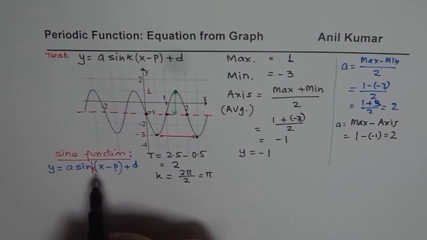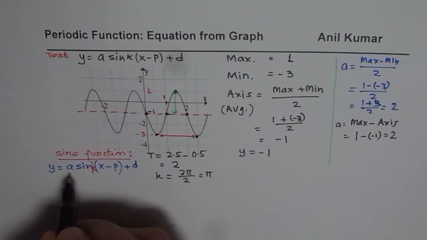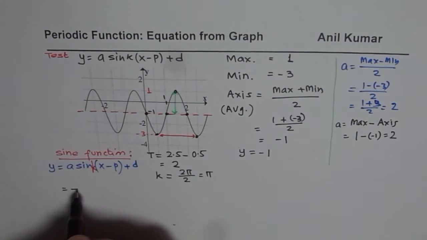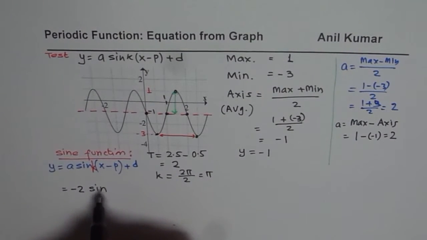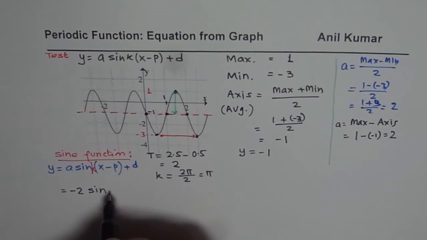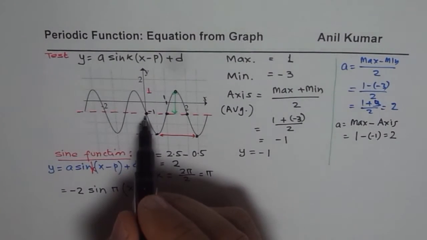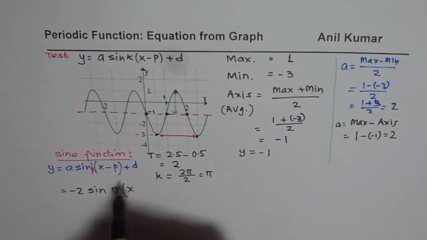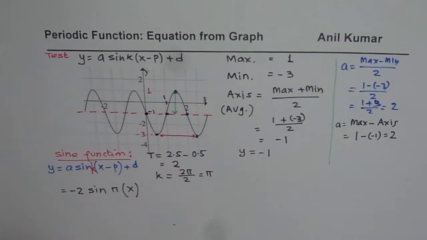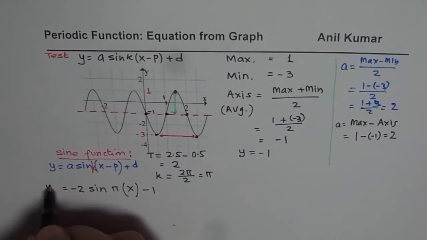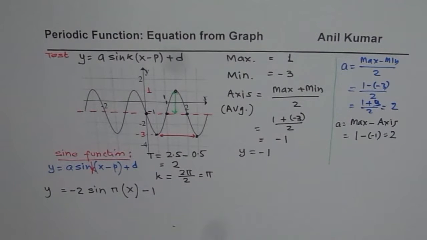Okay, so let's write down the first equation, where A for us is 2. Since it has been reflected, I'll write minus 2 sine of K, which is pi for us, times x. If I am considering reflection, then there is no phase shift, so P is 0. The D value is the axis, minus 1. So y equals minus 2 sine pi x minus 1 is one way of writing the equation.